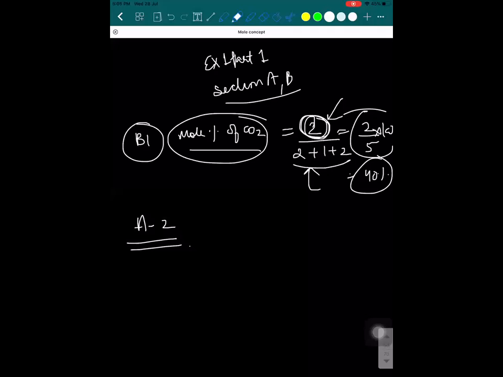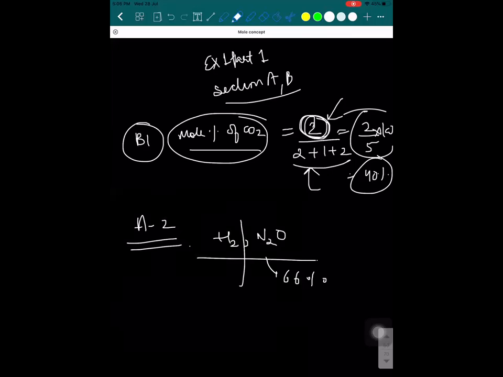In A2, what they are saying is, a gaseous mixture is having hydrogen and N2O. It contains 66% N2O. What is the average molecular mass of the mixture? How will you calculate it? Is there anyone who would like to give me the strategy for this question? Raise your hand. Let me check who will give me the strategy for this question. You must have solved this by now. Yes, Tarun, tell me.